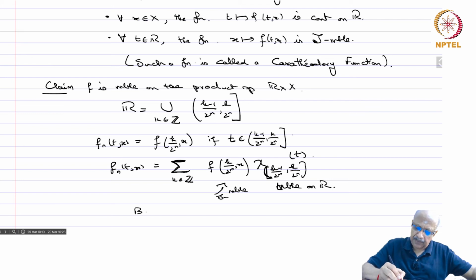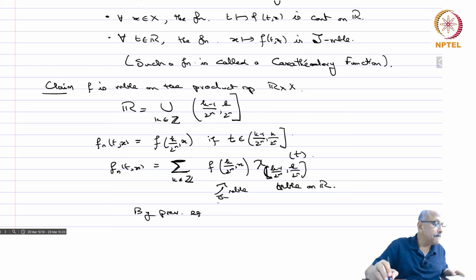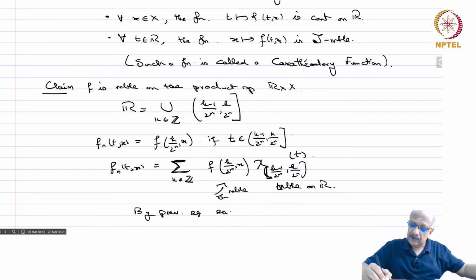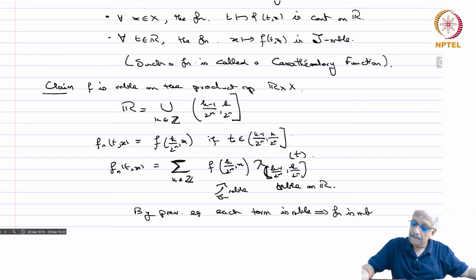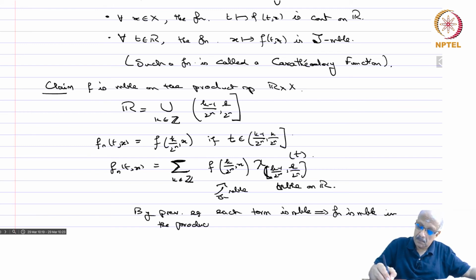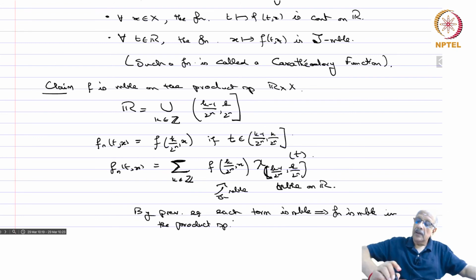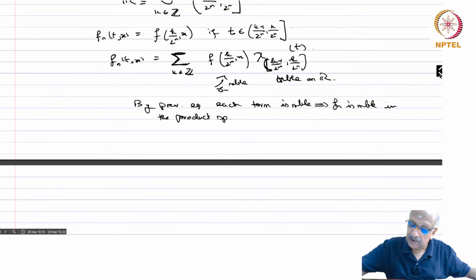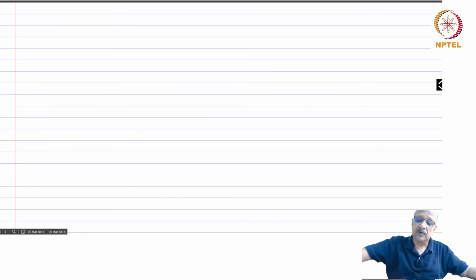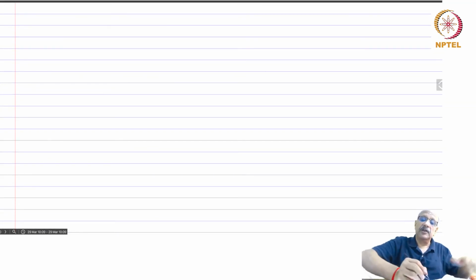Now by the previous example, each term is measurable, and that implies that F_n is measurable in the product space. Because any finite combination is measurable, and then the partial sums are all measurable, and then you let n tend to infinity, the limit is measurable.